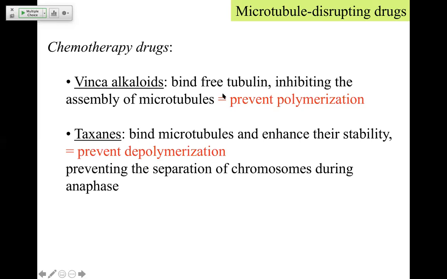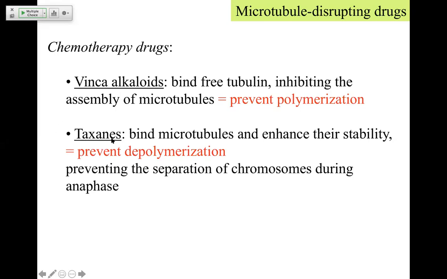These alkaloids will bind free tubulin, preventing that tubulin from being available to polymerize, to be added to a plus end of a microtubule, preventing the polymerization of microtubules. And so a cell that's been treated with a vinca alkaloid will be stuck maybe in prophase or prometaphase. The microtubules can't grow towards the centromeres of the chromosomes.